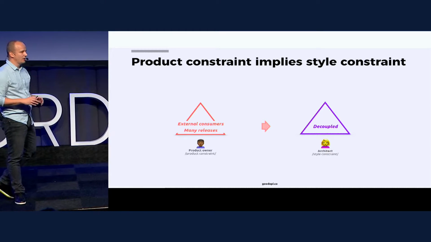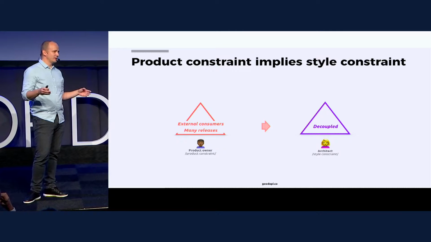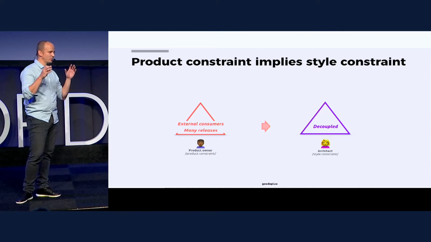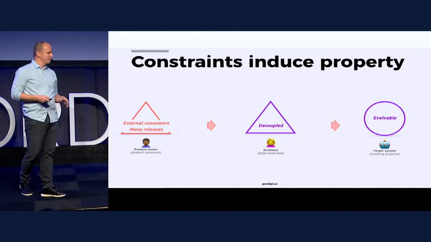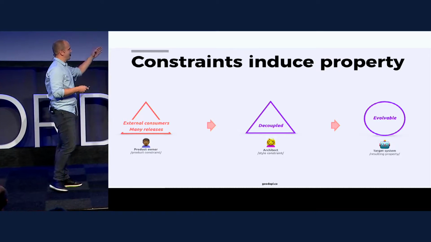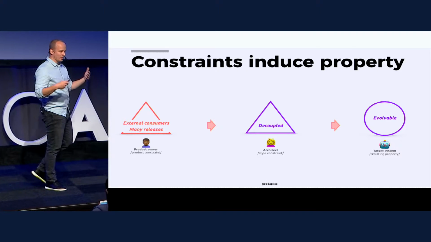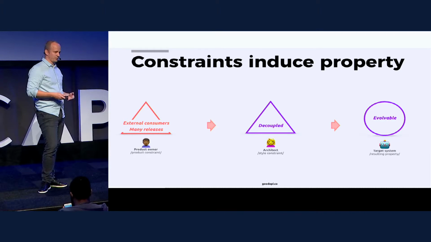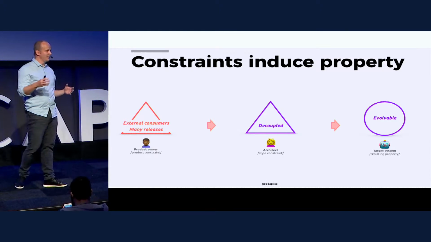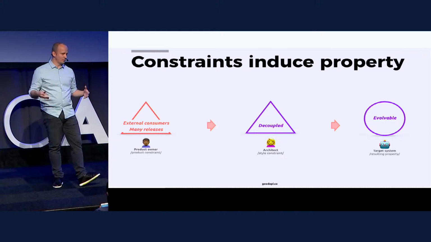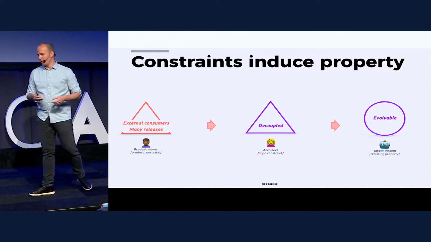There will be a lot of people, a lot of consumers. I have no control. I cannot coordinate the deployments. I need to constrain the system to a decoupled system. Why? Because if I do this, I get a system which I can evolve. Because the product owner told me that there will be a lot of versions and there will be people I have no control over, right? That's why you need an API style that gives you evolvability, right?